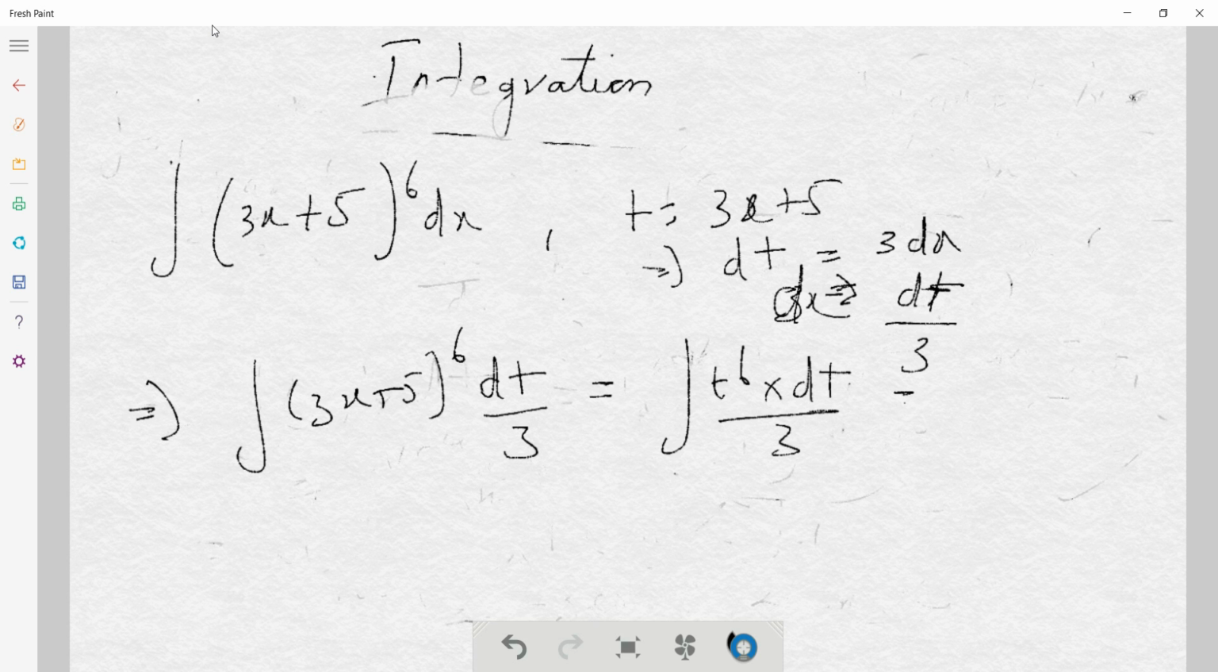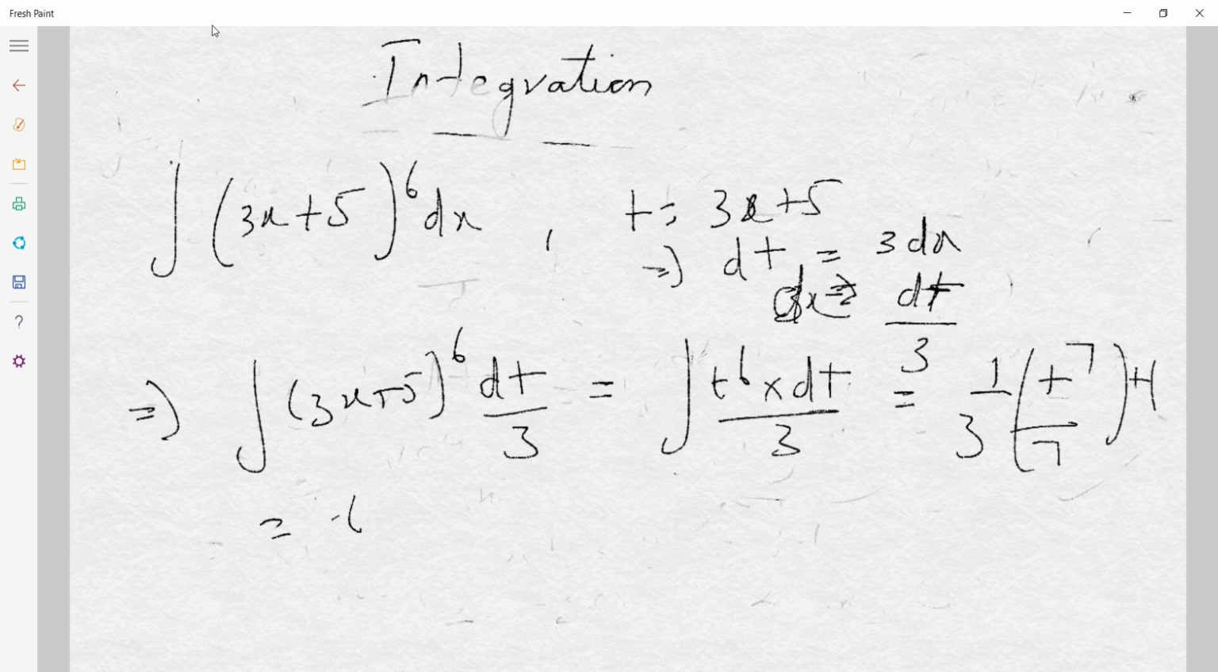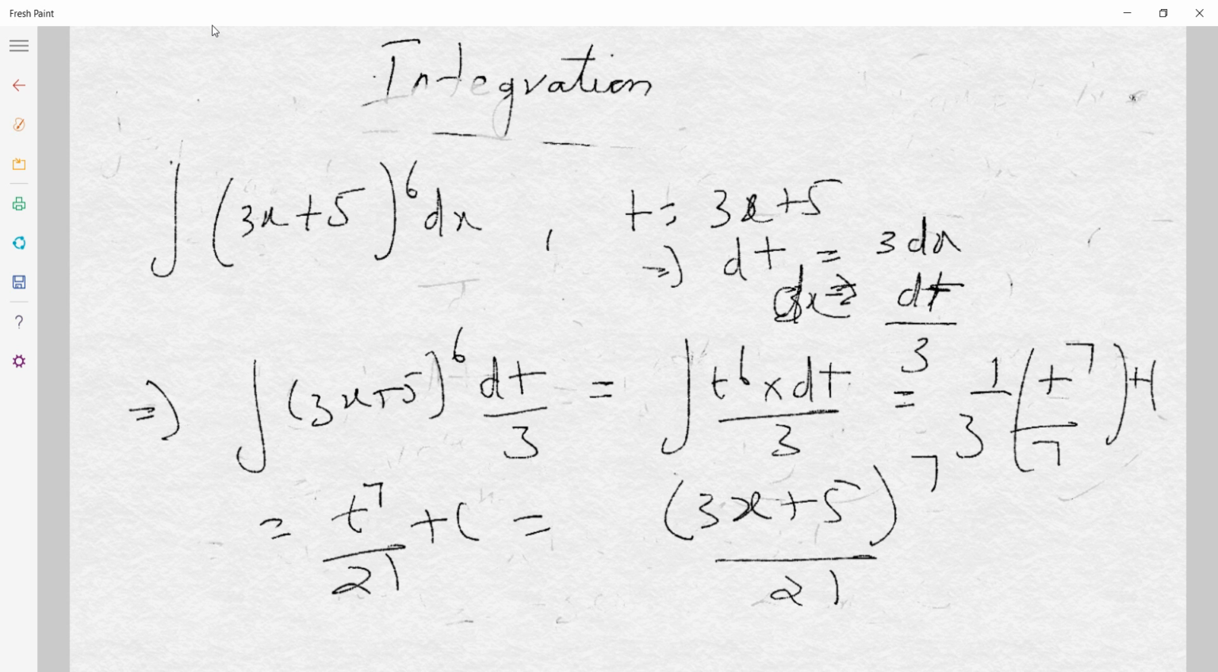Now use the same integration principles I've taught you until now. So x to the power n, just put it here, and you're going to get t to the power 7 over 7, plus c. So this will become t to the power 7 over 21 plus c. Now substitute the value of t back. So (3x plus 5) to the power 7 over 21 plus c. Sounds simple, right? Very, very easy. Cool. So this is how you normally perform integration by substitution.